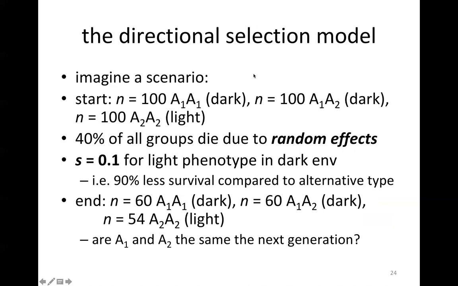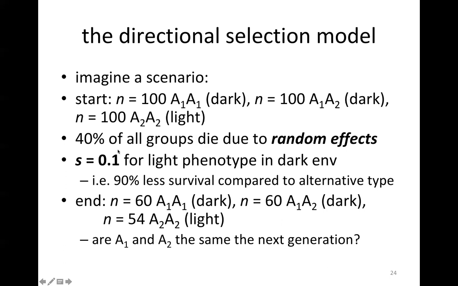So let's imagine how allele frequency change would happen. Imagine a population that starts with 50% A1, 50% A2 types, and imagine we have all three genotypes also at equal frequency. So 100 A1 homozygous dark, 100 heterozygous, and 100 homozygous light individuals.